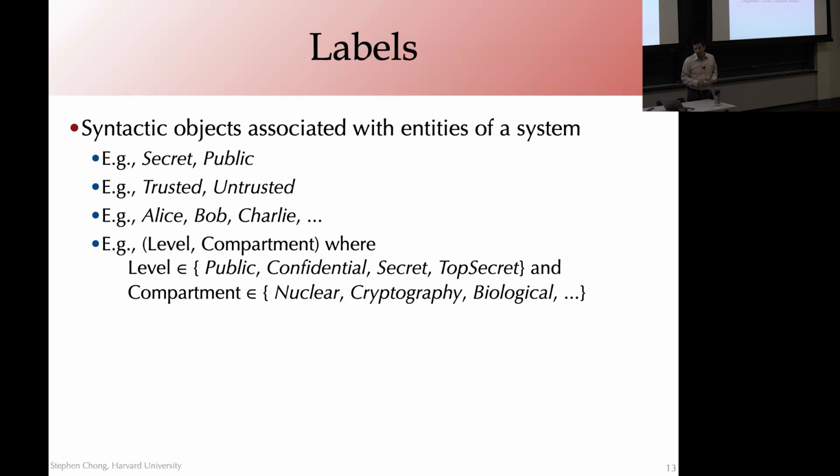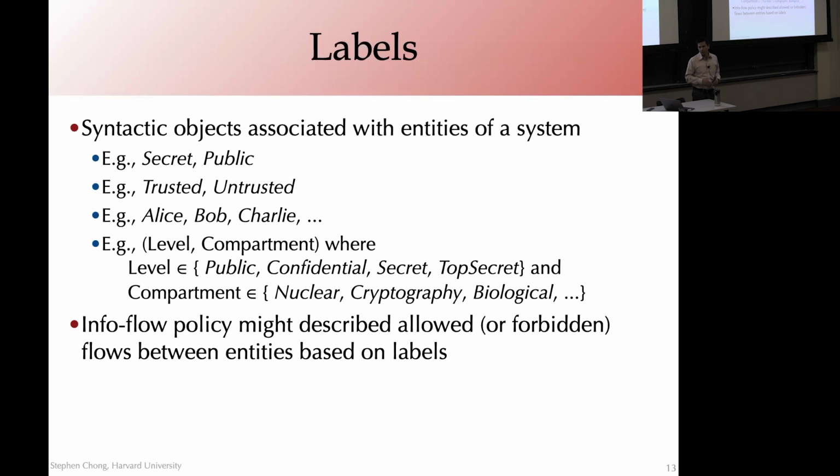So the idea of these labels is that they allow us to succinctly group entities together in a way that we can use these labels to specify permitted or forbidden flows between entities based on the labels. So for example, we might say that entities labeled public, the information associated with those entities is allowed to flow to entities associated with secret. Okay, so this is using the labels to succinctly describe permitted or disallowed flows between entities.